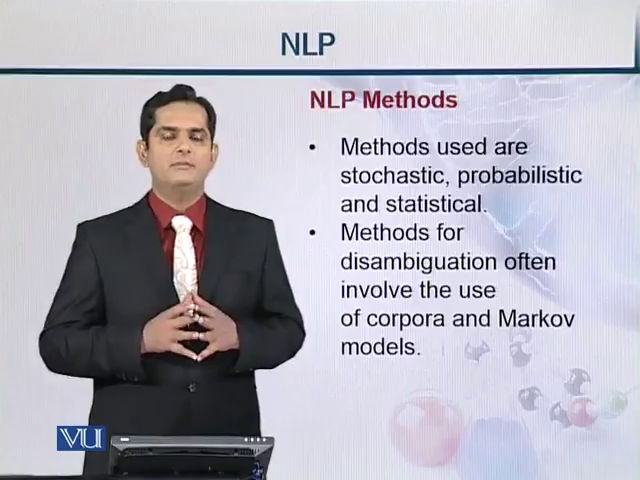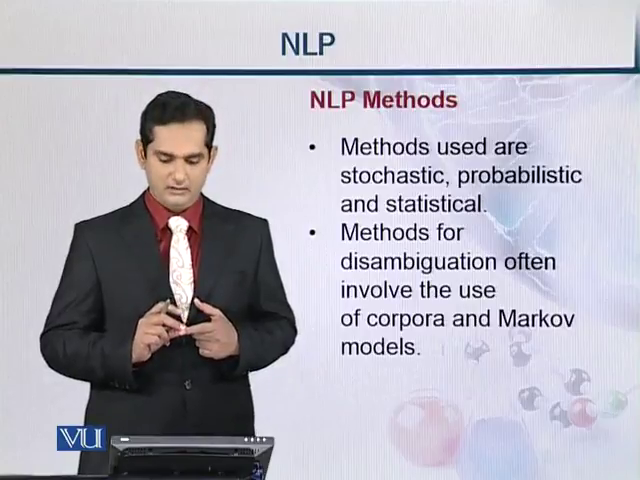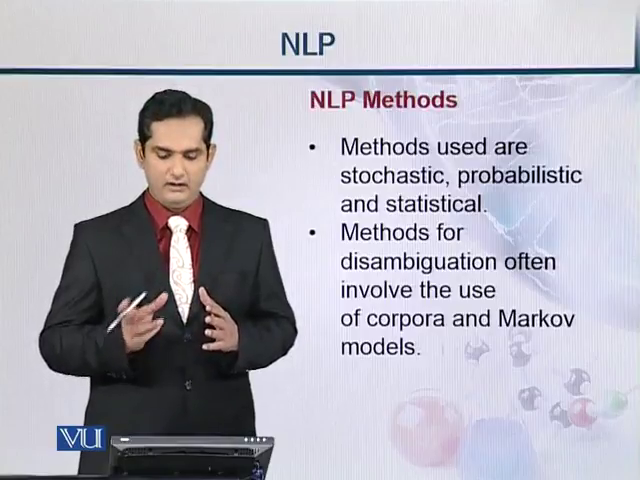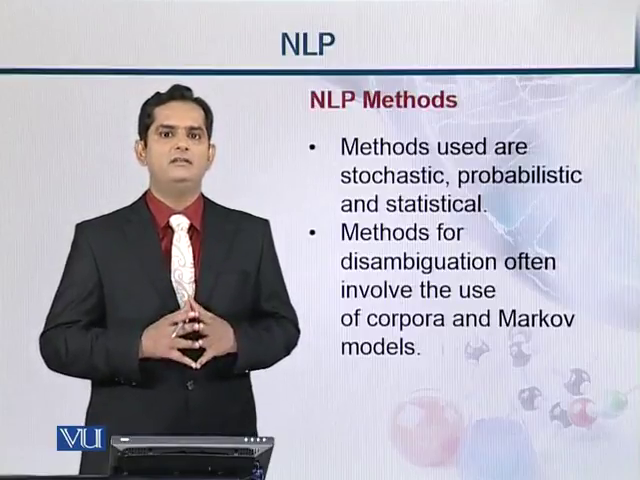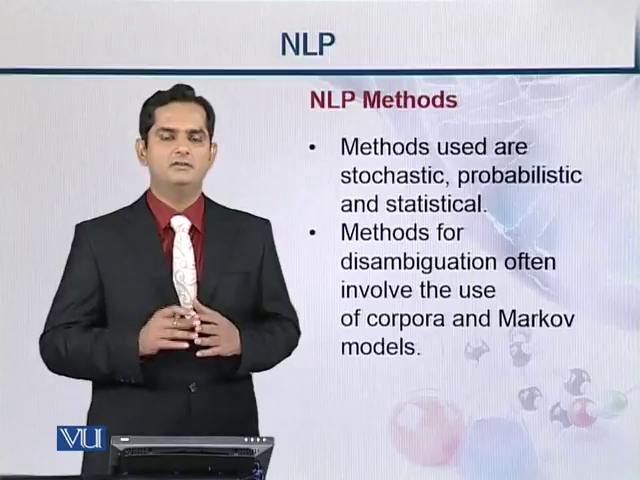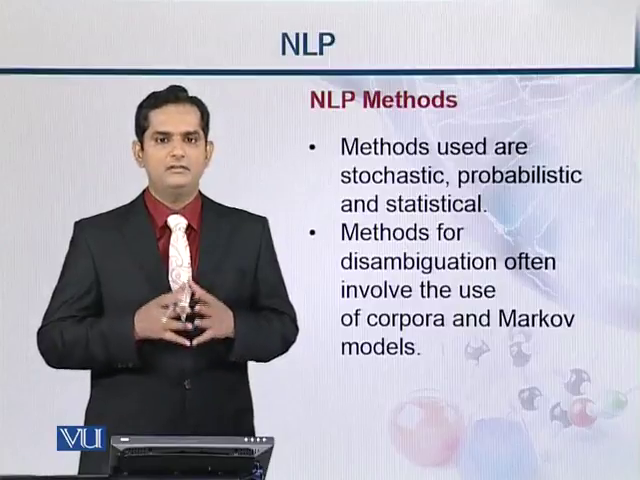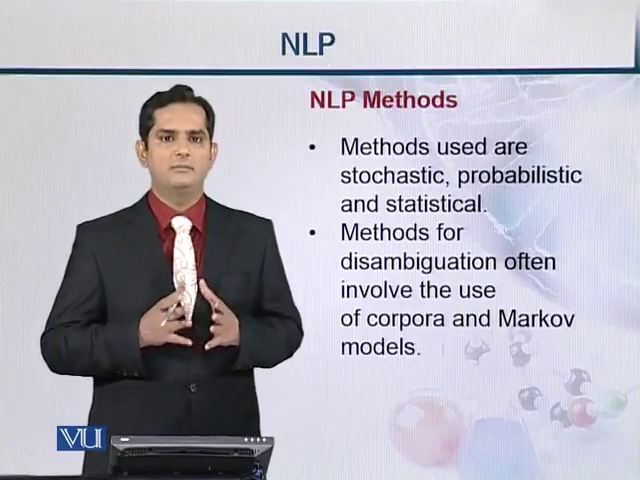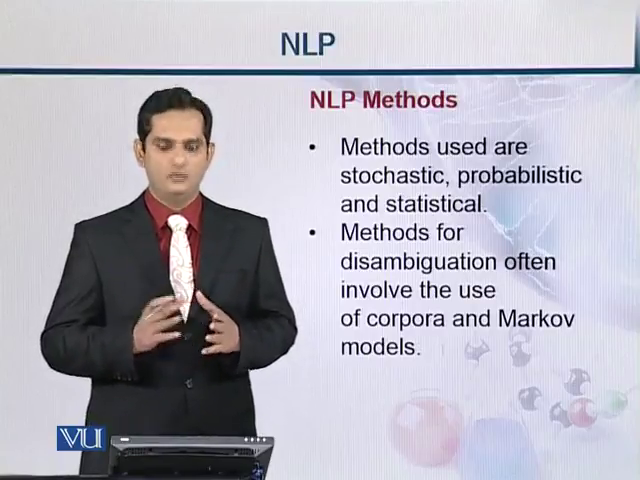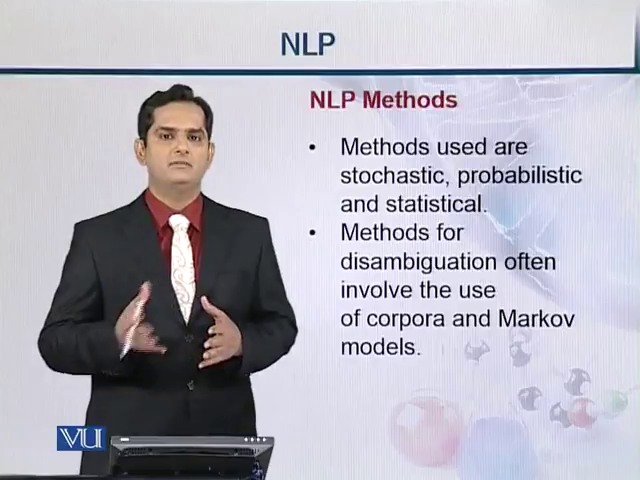So basically most of the methods in NLP are either stochastic. Stochastic means they are not deterministic, they are non-deterministic. Then probabilistic, they are based on probabilities which have values between 0 and 1. And then they are statistical. Statistical means they have some sort of training data, and then testing data is applied based on the results of training data. And then we have methods for disambiguation. This means that if there is some sort of confusion in the data, then we can sort out and remove that confusion using different rules, one example of which is Markov chain models, which I will explain later on.